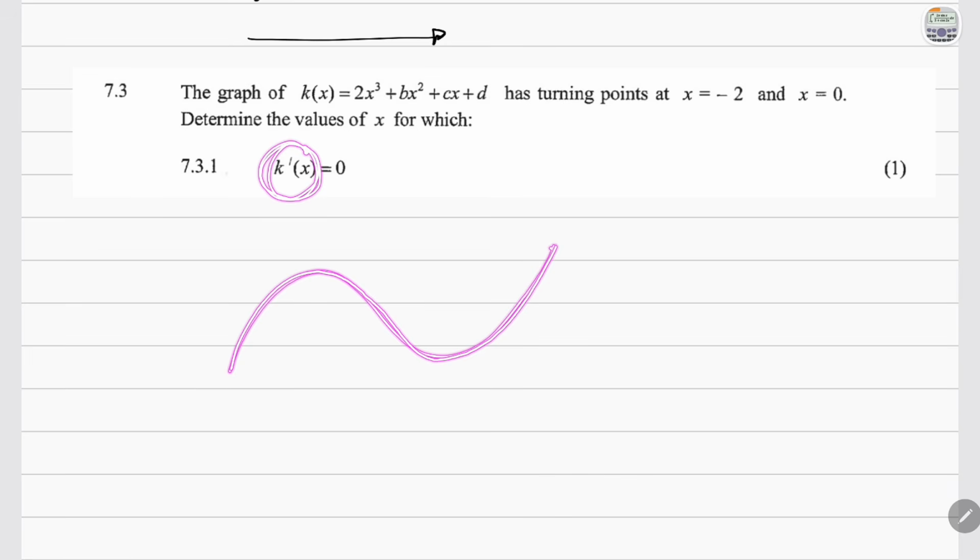Now, they specifically said k prime of x is equal to 0. Meaning now you're trying to find where the gradient of this function is equal to 0. Okay, a cubic function has different gradients at different points.